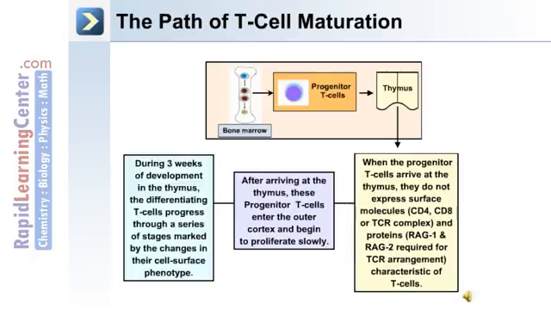After arriving at the thymus, these progenitor T cells enter the outer cortex and begin to proliferate slowly. During 3 weeks of development in the thymus, the differentiating T cells progress through a series of stages marked by the changes in their cell surface phenotype.